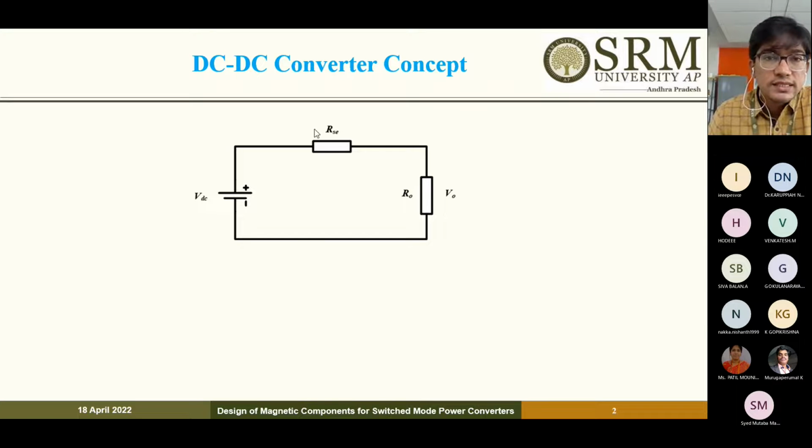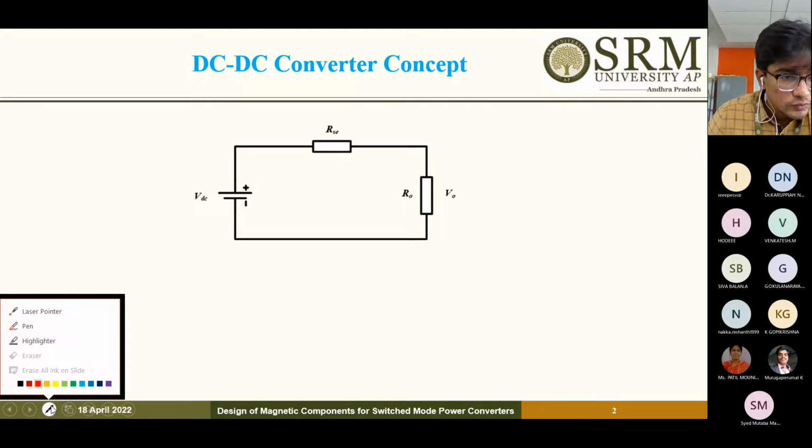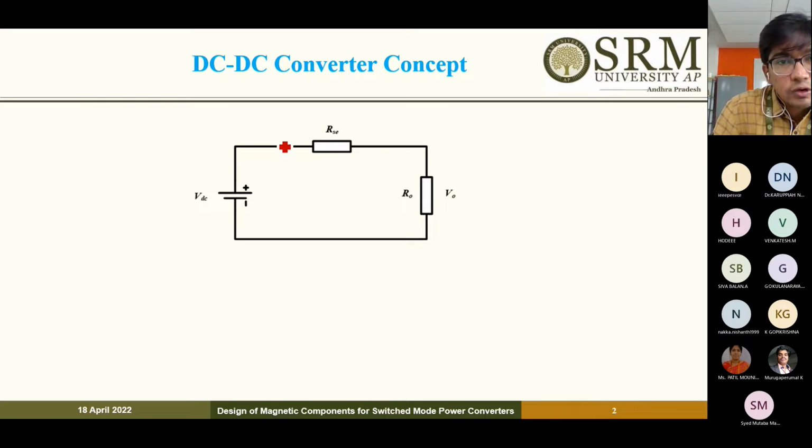This resistor may be a variable resistor. By using this resistor, we can achieve the desired amount of voltage at the load side from the source side. But the moment you connect a resistor between the source and load, current will start flowing from source to load. Let us assume the current I is flowing through this series resistor. Some loss will appear across this resistor, that is the I square R loss. This is one way of converting from one level of DC voltage to another level of DC voltage.